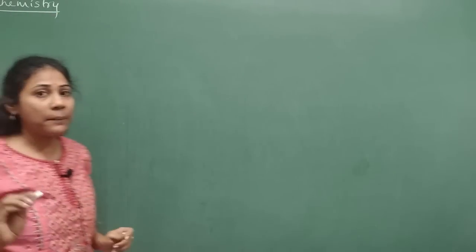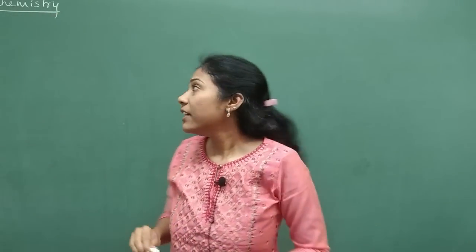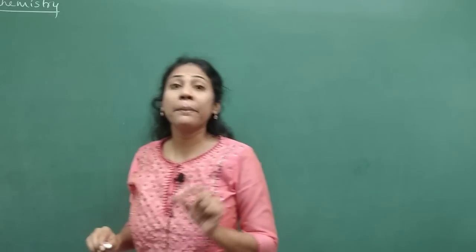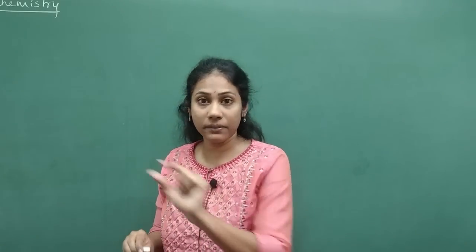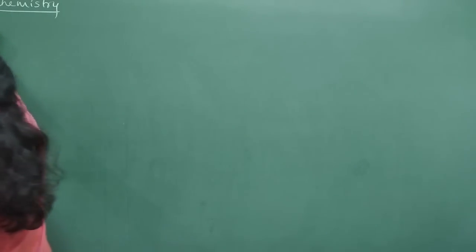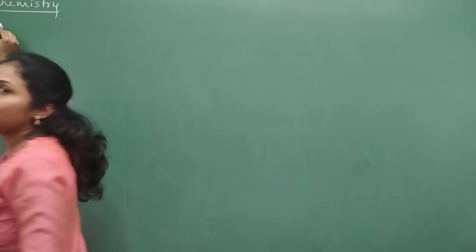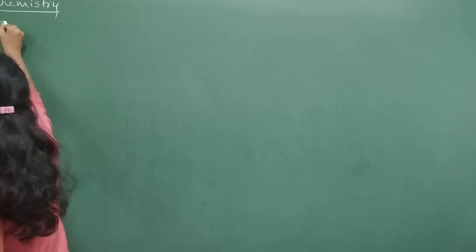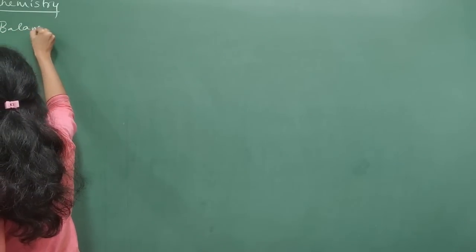Coming to the chemistry branch, you all know you have to study 5 chapters under chemistry, right? So coming to the first chapter, chemical equations and reactions. You should know how to write a chemical equation and balancing. Balancing is very important.